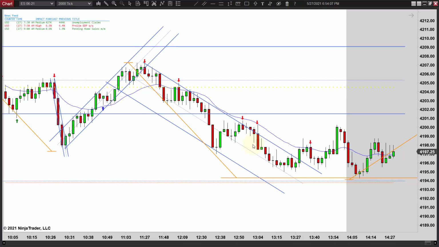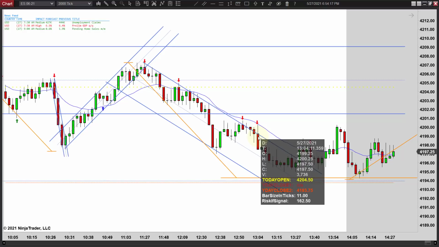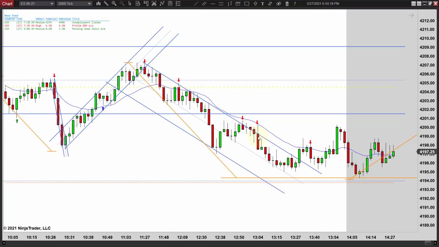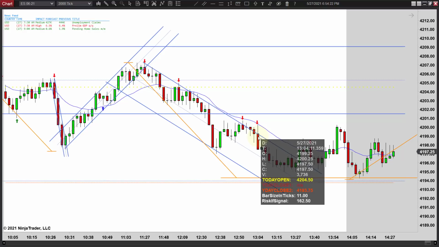When this broke higher, I'd want to enter on the engulfing bar, but if you're a fairly new trader, don't enter on engulfing bars. Wait for them to close, and then by that time, this bar is only 11 ticks. I thought it looked a lot bigger than that, but yeah, it's only 11 ticks.